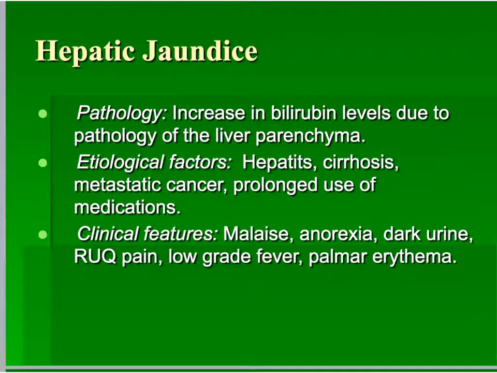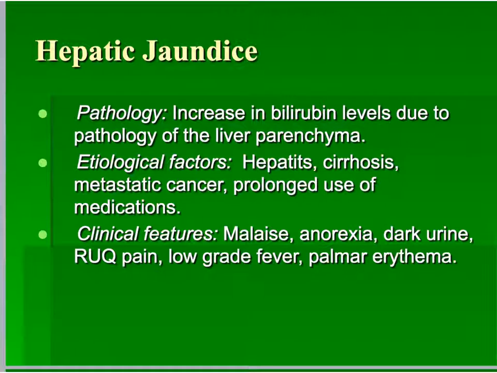In people with hepatic jaundice, now the problem is within the level of the liver. So now there's an alteration in the pathology of the liver. That's what we see as true jaundice, when there's liver pathology. And the liver pathology can be because of hepatitis, it can be because of cirrhosis, it can be because of cancer that metastasizes to the liver, which now causes the person to become jaundiced. It can be prolonged use of medications that destroys the liver parenchyma. All of these can cause what we call hepatic jaundice.